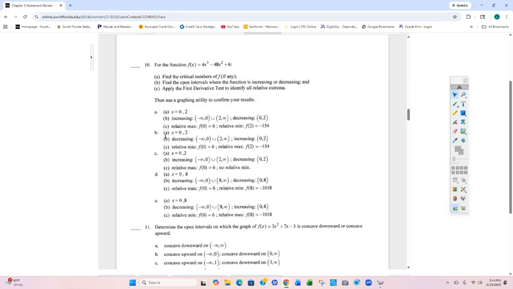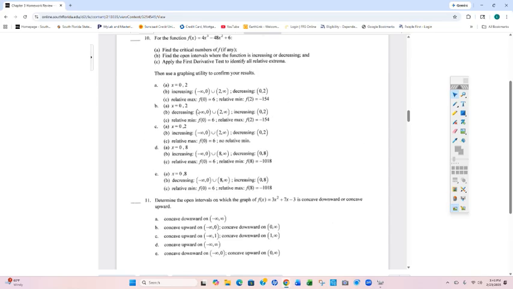Answer B, part A, x equals 0, x equals 2. Part B, decreasing on the interval negative infinity to 0, union 2 to positive infinity. Increasing on the interval 0 to 2. C, relative min is f of 0 equals 6, relative max f of 2 equals negative 154.